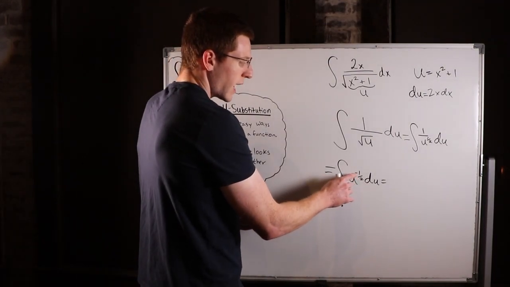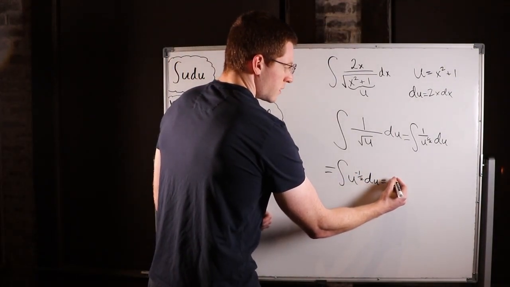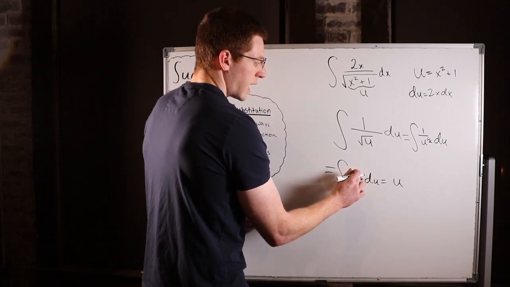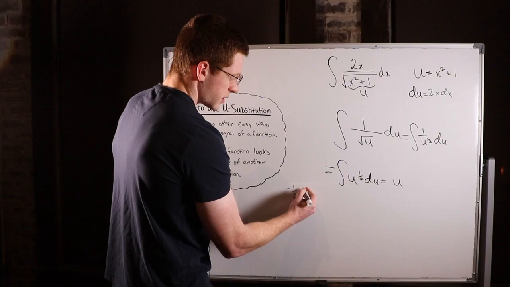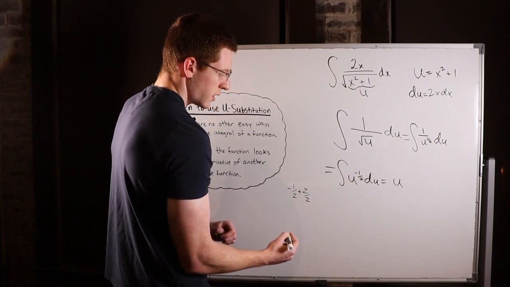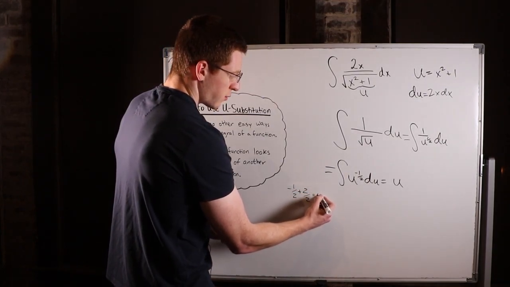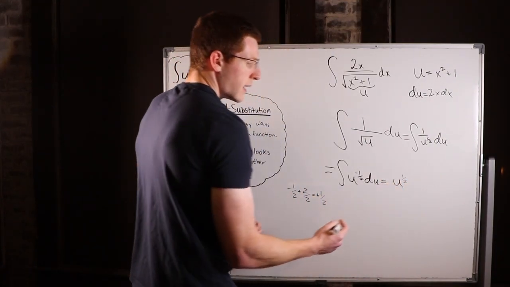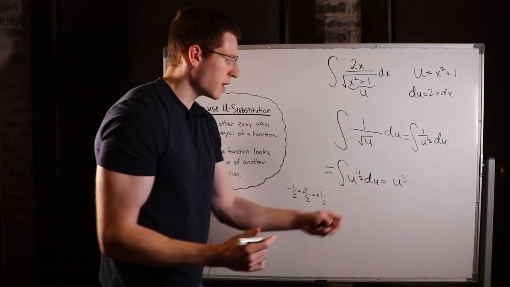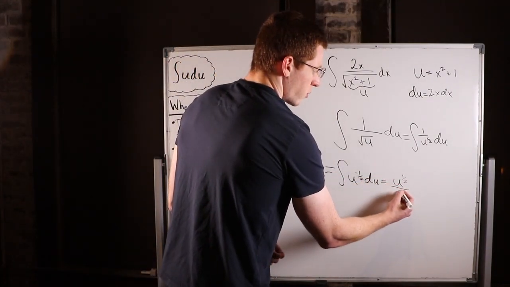So what you do is you add 1 to the exponent. So I'll say negative 1/2 plus 1. The way we'll do that is negative 1/2 plus 2 over 2. So that'll be positive 1/2. That's our new exponent. And then I divide by that same number, right? That same exponent. So I'll divide this by 1/2.